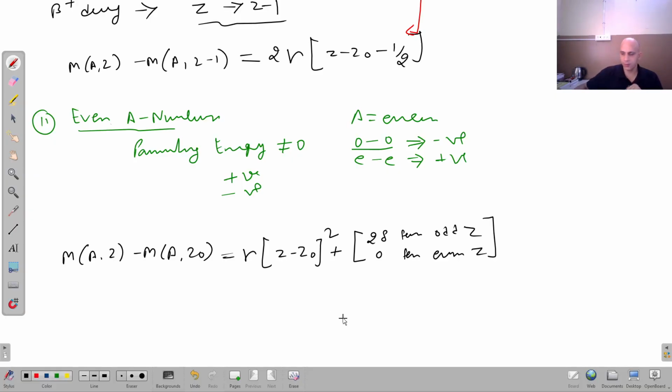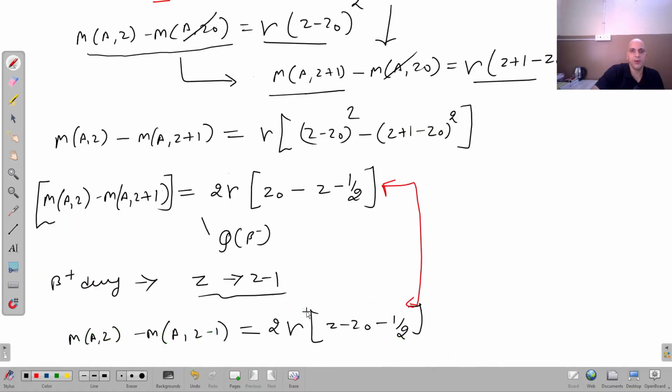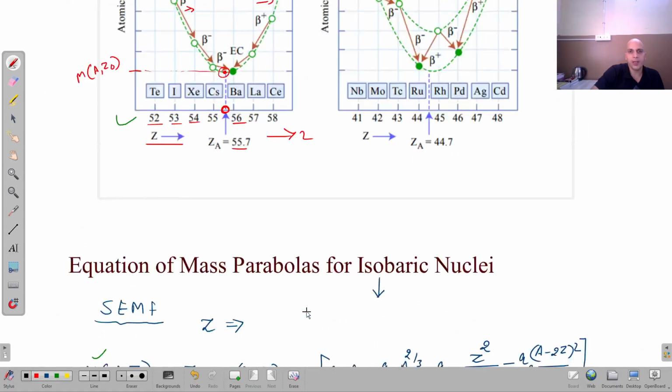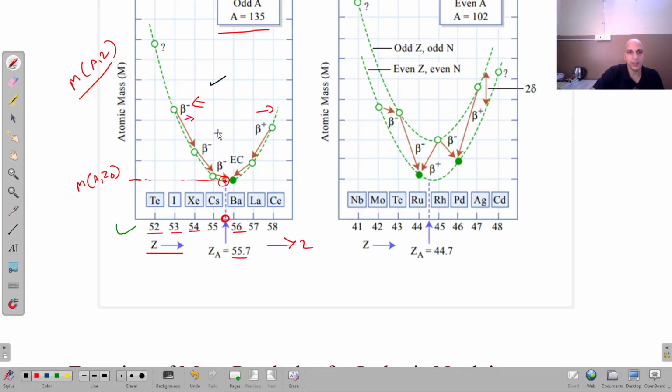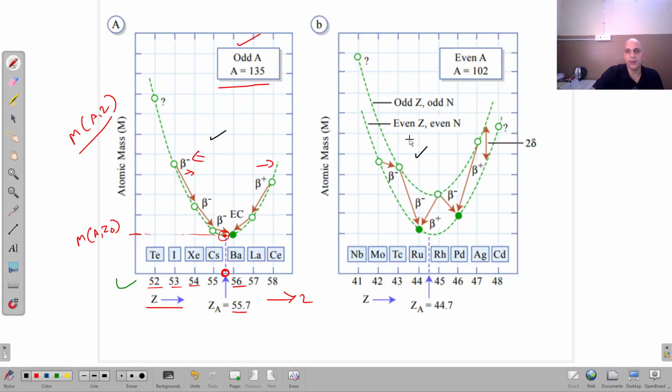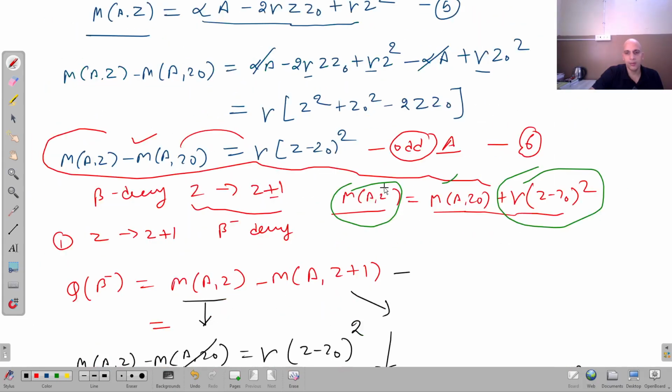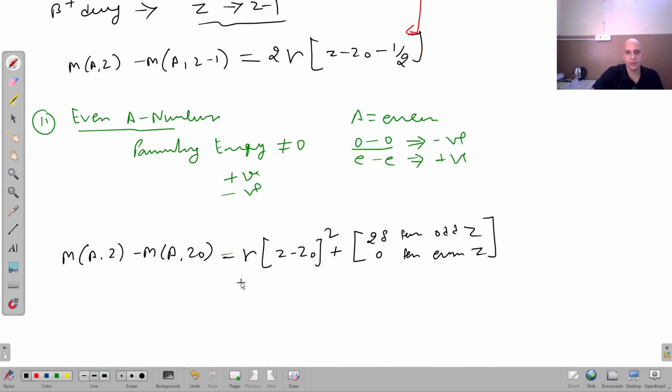So it means that instead of one parabola that we found here, we will get two parabolas. One will be for odd Z and the other will be for even Z. The downside will be for even Z and the upward will be for odd Z. You can see here, two possibilities are there, so two parabolas are there: odd Z this one and even Z this one.